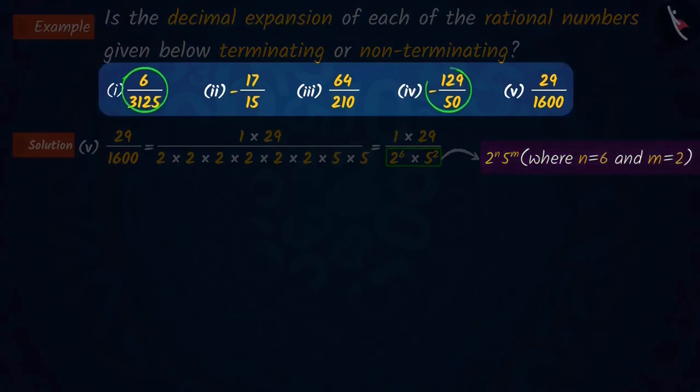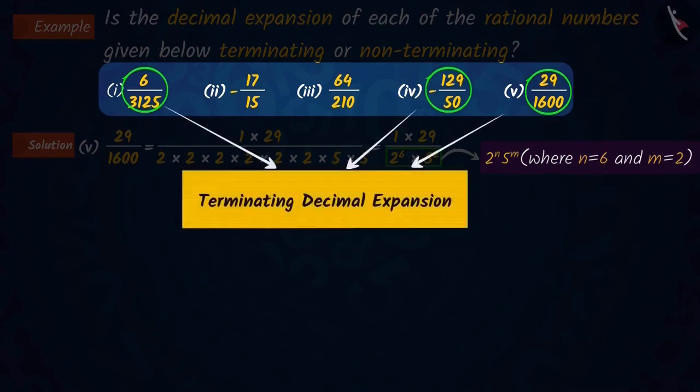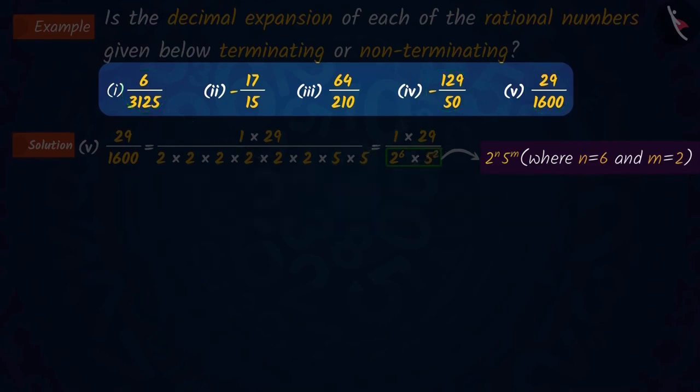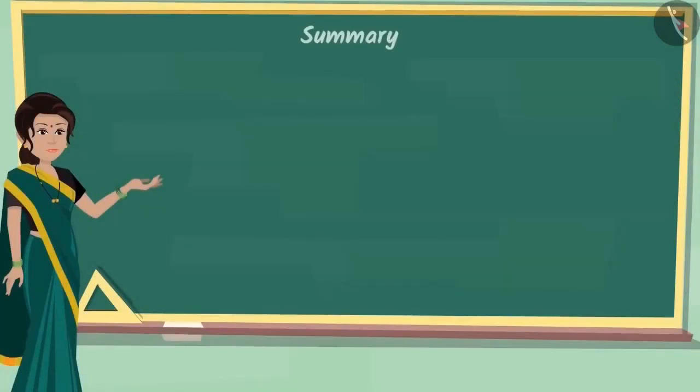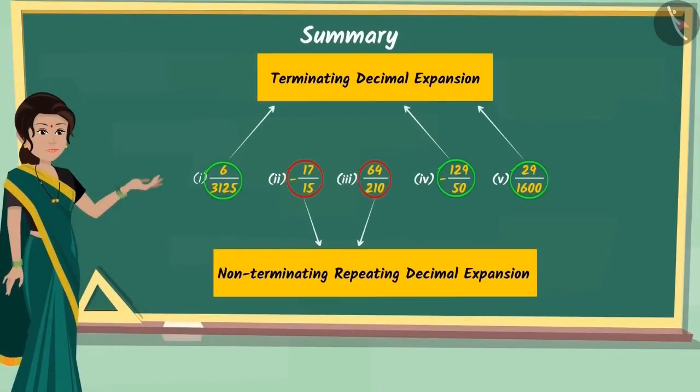So, the decimal expansions of the first, fourth and fifth rational numbers will be terminating. And the decimal expansions of the second and third rational numbers will be infinitely recurring, that is, non-terminating. In this video, we saw examples based on decimal expansion of rational numbers. In the next video, we will see interesting examples based on real numbers.